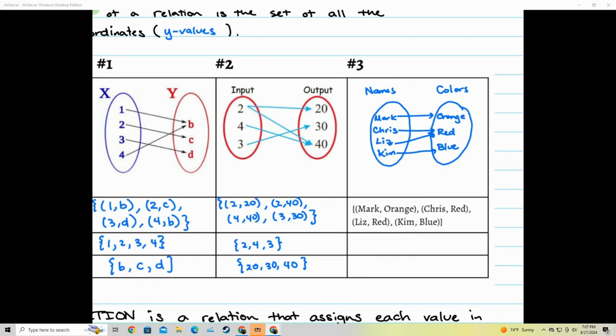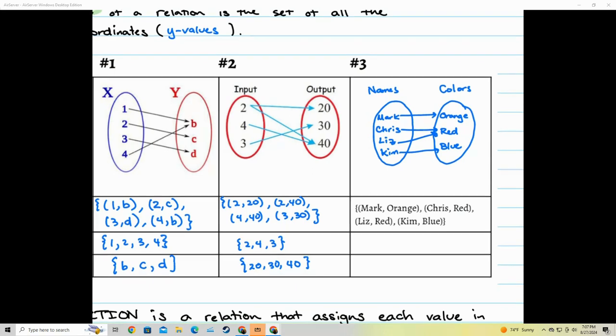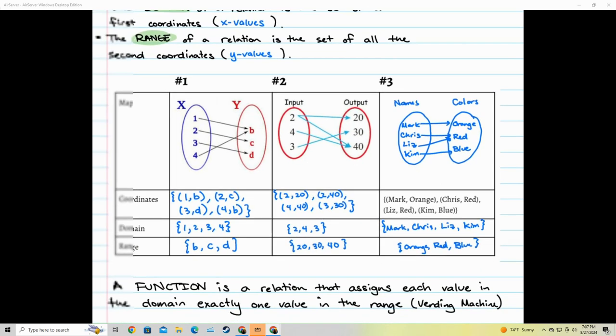All right, as far as my domain, I think you're pretty good at this now. My domain is my first set of words, which in this case are all the names. My domain would be Mark, Chris, Liz, and Kim. My range is the second set, which in this case is going to be orange, red, and blue. All right, that takes care of the first example.